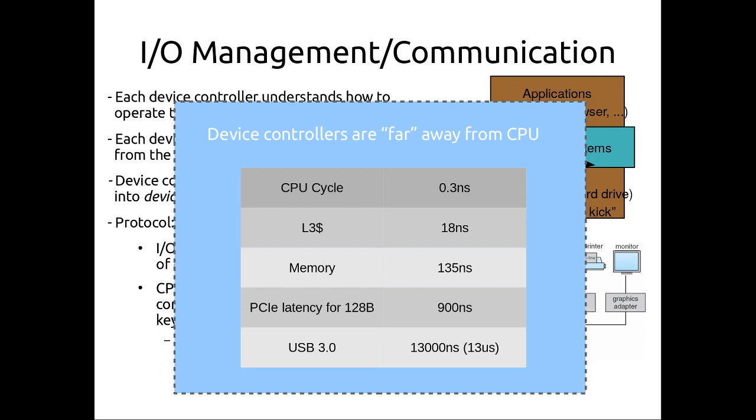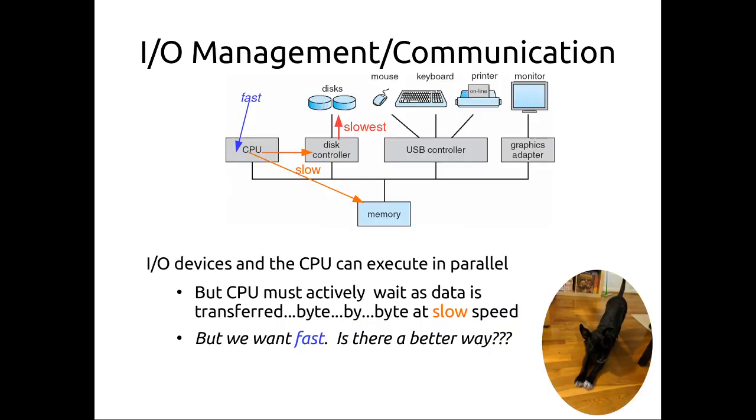USB 3, on the other hand, is a much more generic protocol that we can all plug external devices into our machine and they speak USB. That can take upwards of 13 microseconds. So 13,000 nanoseconds, compared again to the 0.3 nanoseconds of a CPU cycle. So we have a little bit of an issue here, and that issue is that our CPUs are very fast. Talking to memory is relatively slow. Talking to the controllers for these things is even slower. And then often, actually talking to the devices themselves from that controller is by far the slowest.